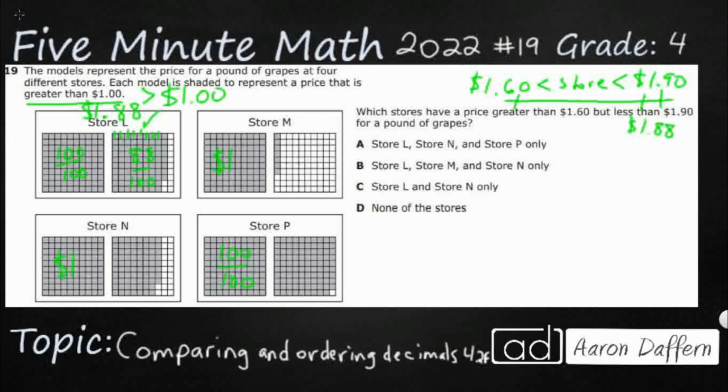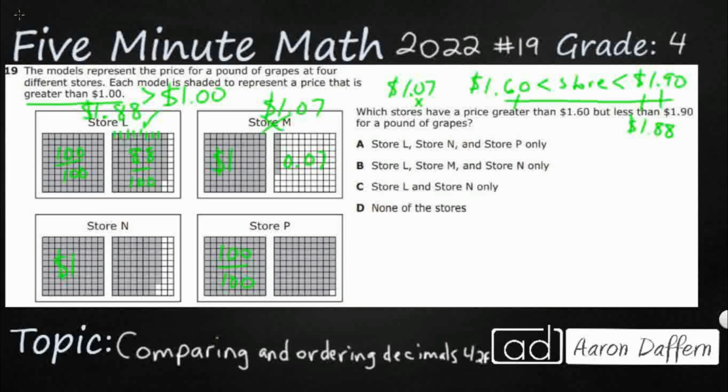Store M, it's going to be $1, and that's not even a full column, that's a 7, right? That's 7 cents. So that's going to be $1.07. Does that fall in between? No, that's going to be like way over here. That is nowhere near close to that $1.60 that we wanted to get. So we're not going to do store M.